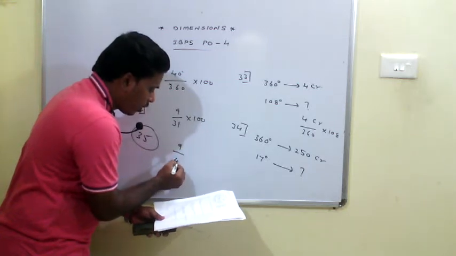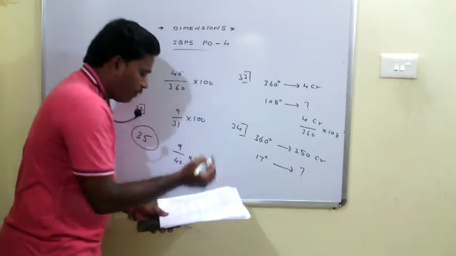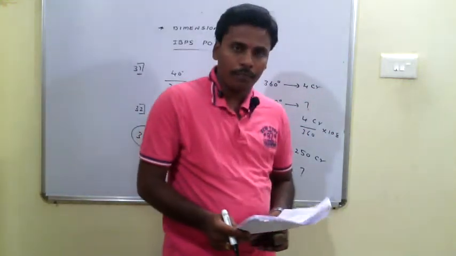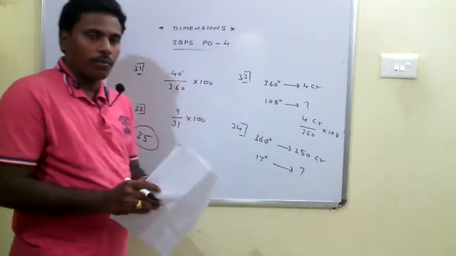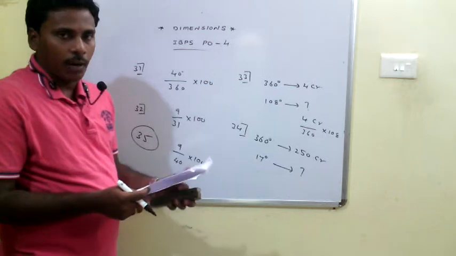The difference is 9, but here the 9 will be compared with the percentage with the hockey, which is 40. 9 by 40 into 100 will give you the answer for the 35th problem. So these are the questions from 31 to 35 of the second data interpretation data.